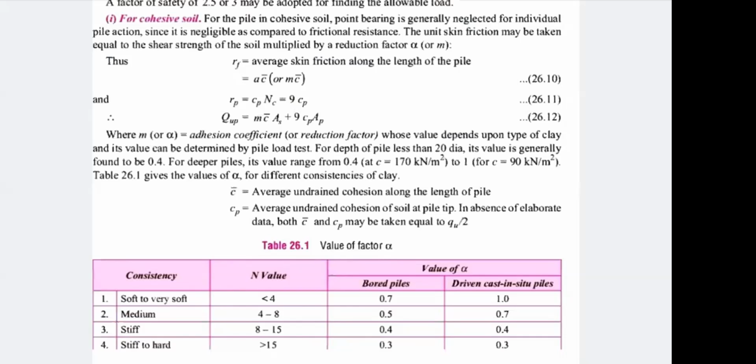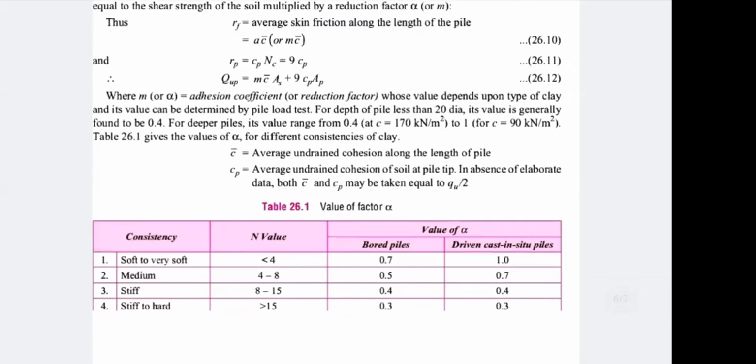Okay. The following table gives the value of alpha for different consistency of clay. C̄ is nothing but the average undrained cohesion along the length of pile, and C_P is nothing but the average undrained cohesion of soil at the pile tip. In the absence of elaborate data, both C̄ and C_P may be taken equal to Q_u by 2. Q_u is nothing but your ultimate load. Okay, so the value of alpha generally depends upon the consistency.